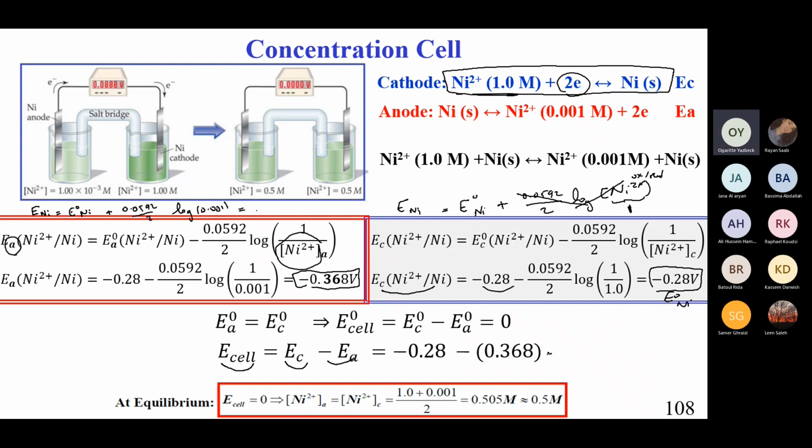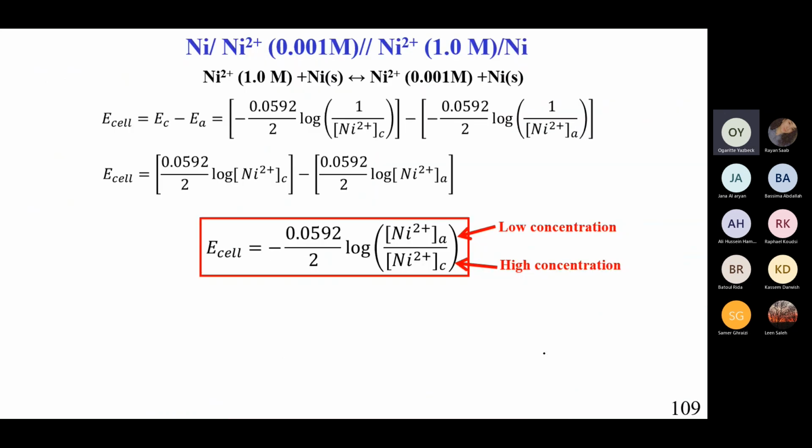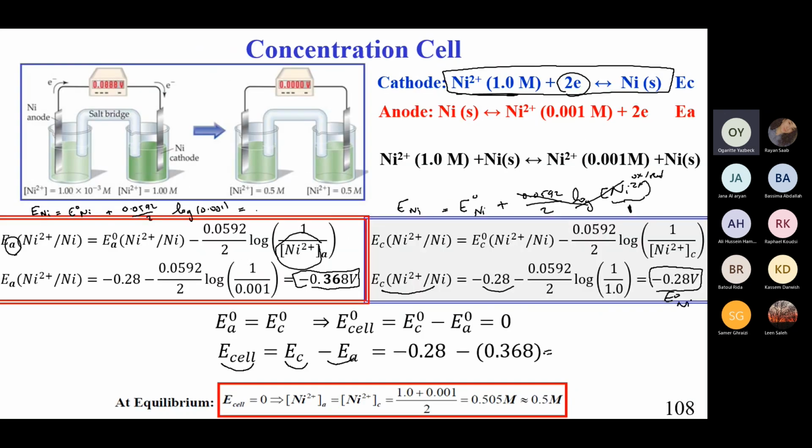Which equals, you'll find the number, whatever it is. Now, what about the E naught of the cell? The E naught of the cell equals E cathode minus E anode at standard. But at standard conditions, the cathode and the anode are the same, because they're the same cell. So E naught of the cell is equal to 0 always. For concentration cells, E naught is equal to 0.